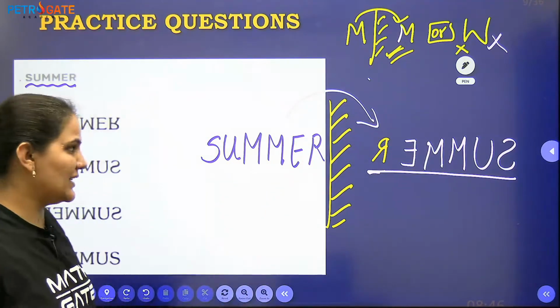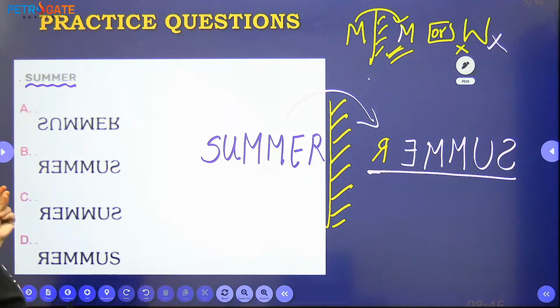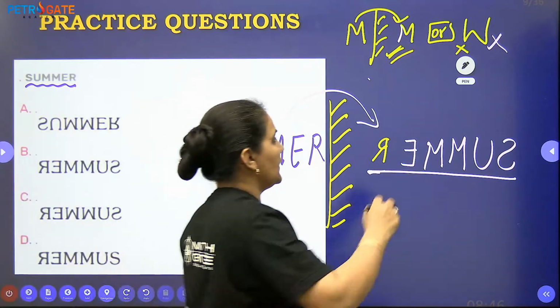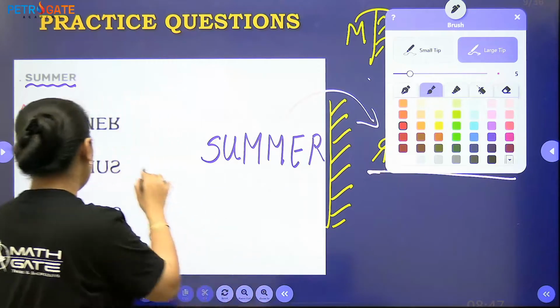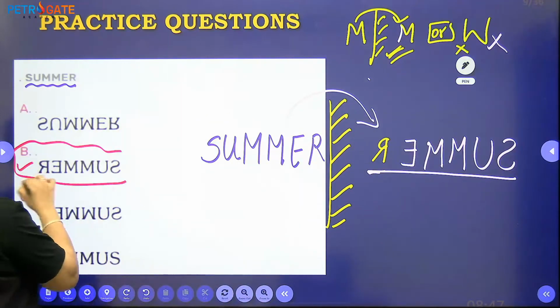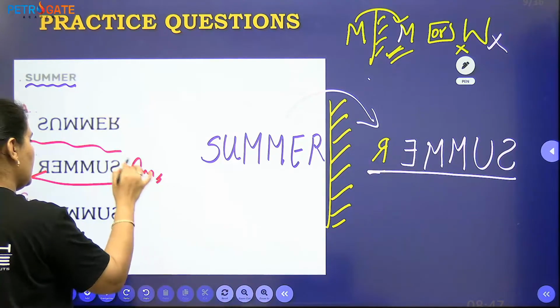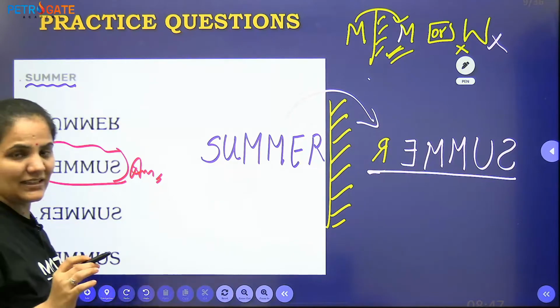I hope you are getting my point. You can understand which one is the right option. We can see option B, for Bombay, is the right answer for this particular question. Yes, you can easily understand this.